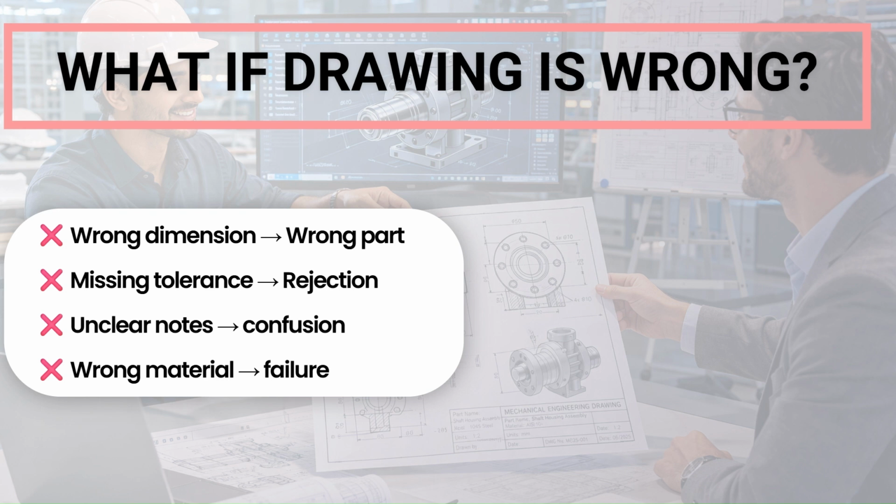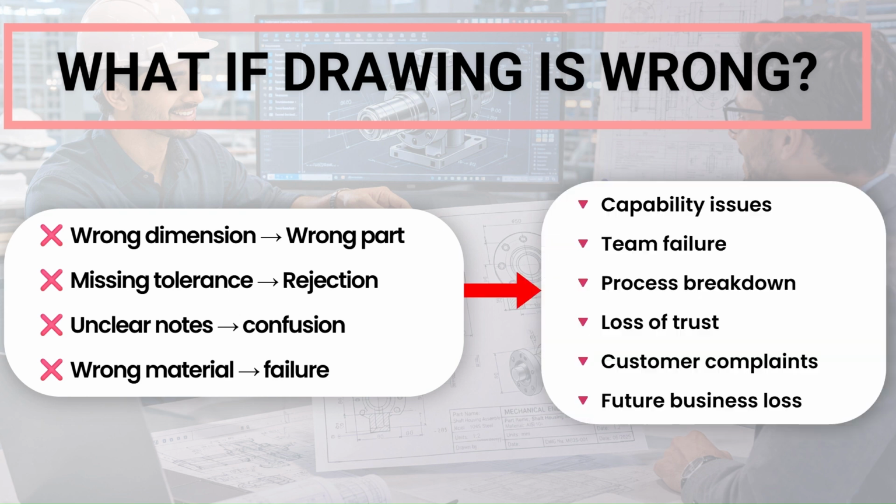And unclear notes: suppose notes are not clearly defined, then the supplier may get confused, and a wrong material means product failure. So it will result in a capability issue, and it will highlight the capability issue of those who have created the drawings. Also it shows team failure, that they have not reviewed these drawings properly and have not checked correctly, and it will lead to loss of trust. In future they will not give us tasks because we are continuously delivering wrong drawings.